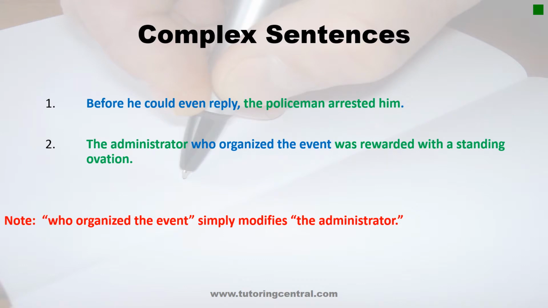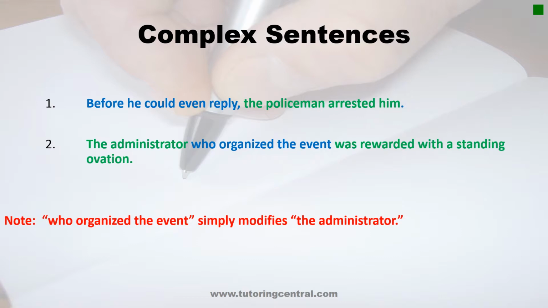All right, let's have a look at a couple of examples of complex sentences. Number one, I have, before he could even reply, the policeman arrested him. Now, I've put the dependent clauses in blue. So before he could even reply. Now think about that. That couldn't be standing on its own. That's not a complete sentence because of the word before.